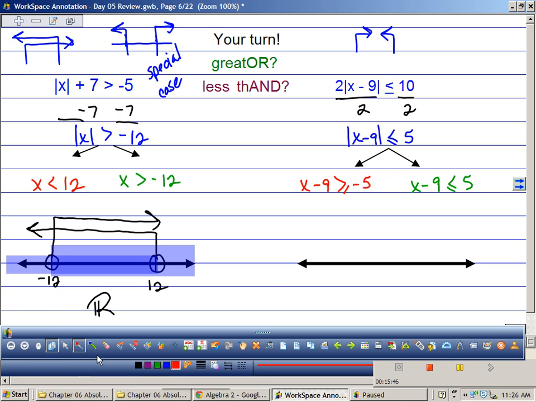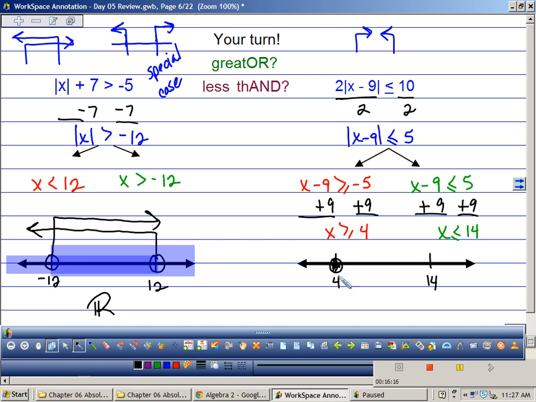Perfect. So when I solve these, I add 9 to everybody, and I'm left with, over here, x is less than or equal to 14, and over here, x is greater than or equal to 4. So 4 goes over here, 14 goes over here. X is greater than 4.